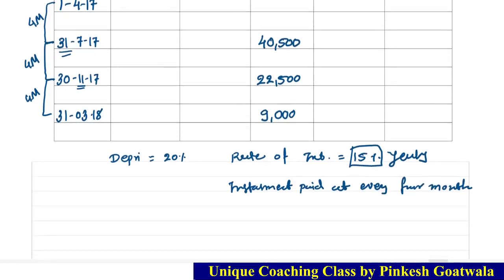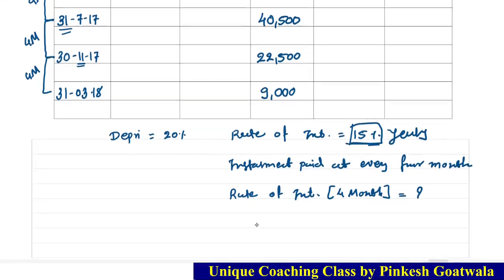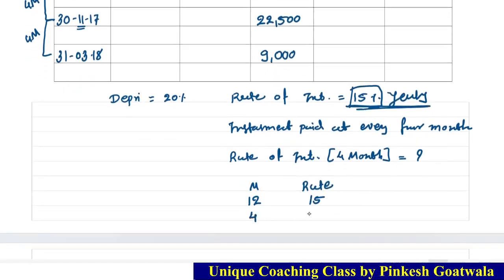So you have to find out the rate of interest for 4 months. How to find out? Very simple. This 50% is yearly, and yearly means 12 months. So 50% is for 12 months. So what will it be for 4 months? It will become 5%. So here we consider the rate of interest as 5% for 4 months. Every 4 months the interest comes.